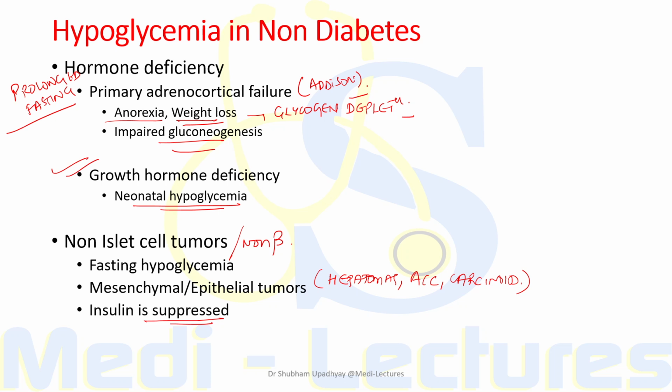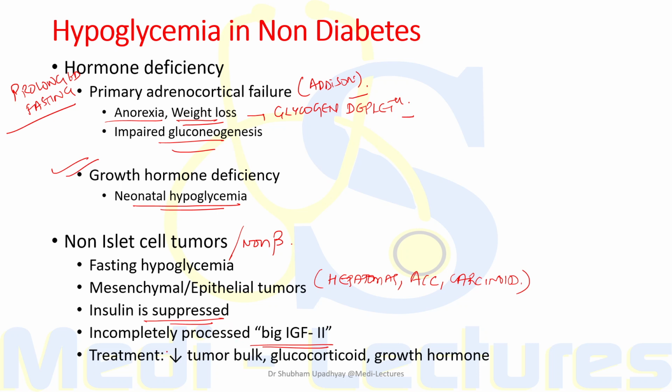It is basically due to overproduction of incompletely processed big IGF-2 molecules that do not complex normally with circulating binding proteins. So, these molecules circulate freely in the blood and gain access to target tissues, basically the tissues where insulin receptors are present, and lead to hypoglycemia. For treatment of this, we have to decrease the tumor bulk. Glucocorticoid and growth hormone have also been reported to alleviate hypoglycemia in these patients.